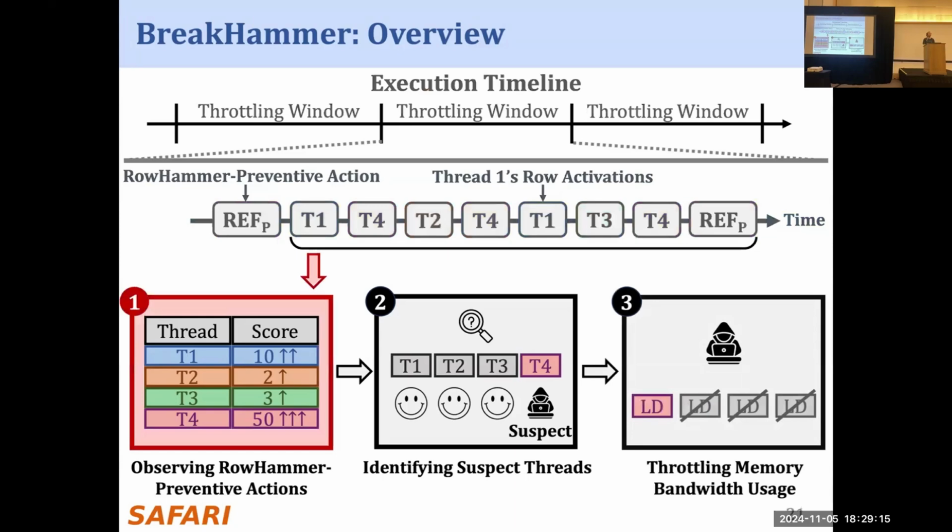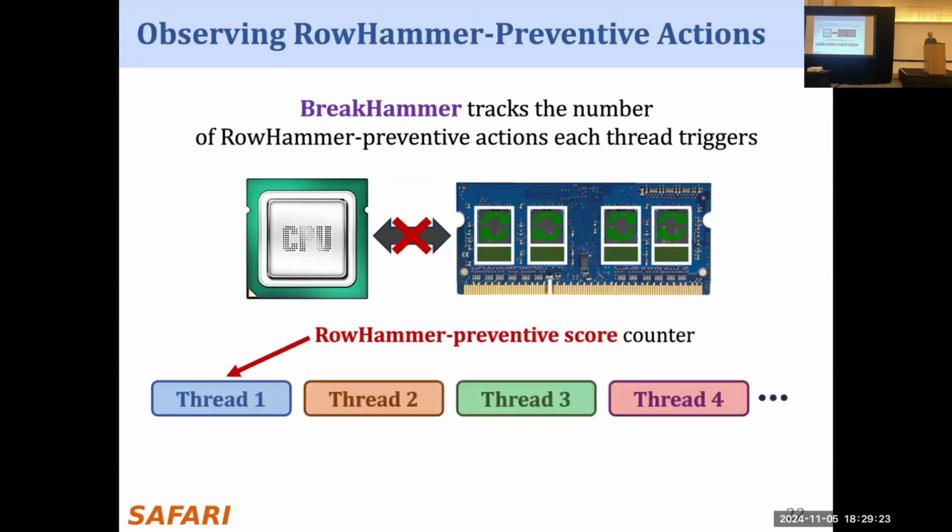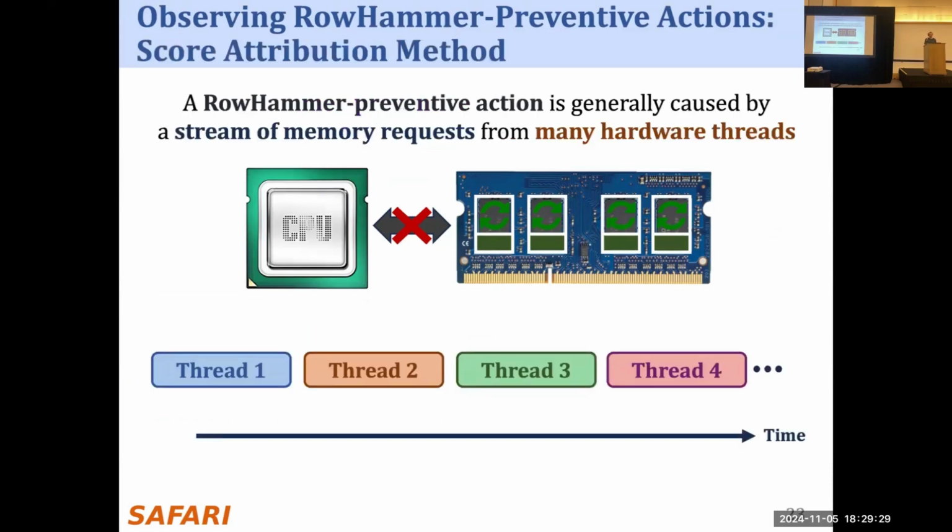Now let's take a deeper look at how BreakHammer attributes RowHammer preventive scores. BreakHammer tracks the number of RowHammer preventive actions each thread triggers. To do so, BreakHammer implements a counter per hardware thread called the RowHammer preventive score. The challenge with updating these scores is that one cannot directly attribute a RowHammer preventive action to a single thread, because RowHammer preventive actions are generally caused by a stream of requests from many hardware threads.